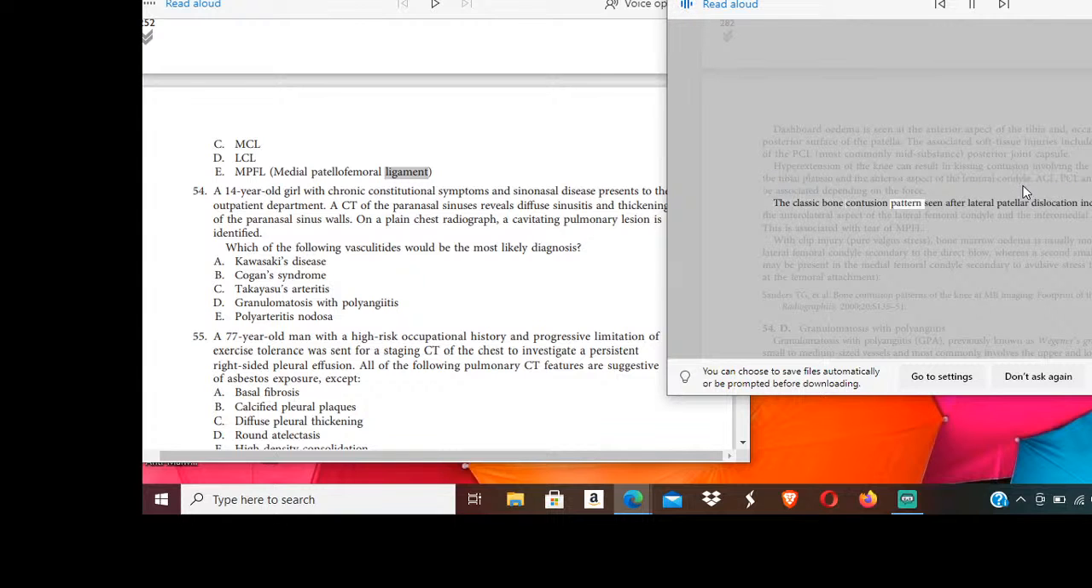The classic bone contusion pattern seen after lateral patellar dislocation includes involvement of the anterolateral aspect of the lateral femoral condyle and the inferomedial aspect of the patella. This is associated with tear of MPFL. With clip injury, pure valgus stress, bone marrow edema is usually most prominent in the lateral femoral condyle secondary to the direct blow, whereas a second smaller area of edema may be present in the medial femoral condyle secondary to avulsive stress to the MCL, mostly.